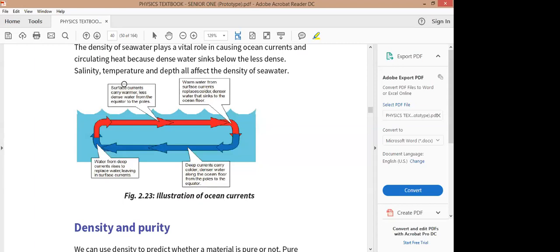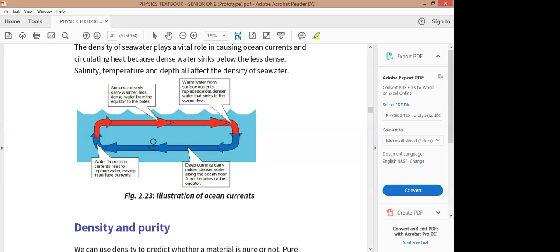Surface currents carry warmer, less dense water from the equator to the poles. Warm water from surface currents replaces colder, denser water that sinks in the ocean to the ocean floor. Deep currents carry colder, denser water along the ocean floor from the poles to the equator. Water from deep currents rises to replace water in surface currents.